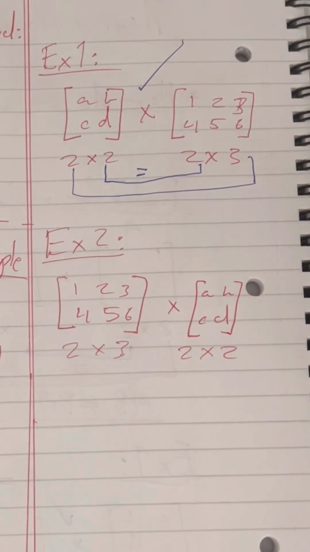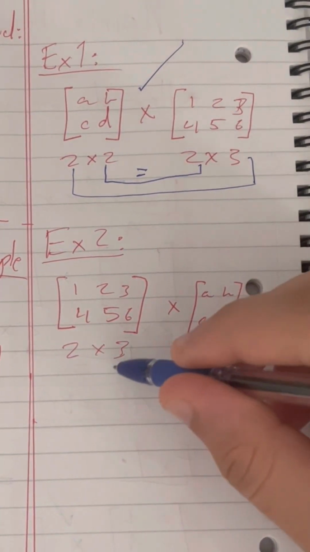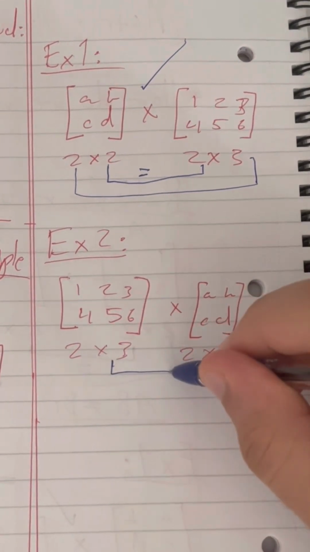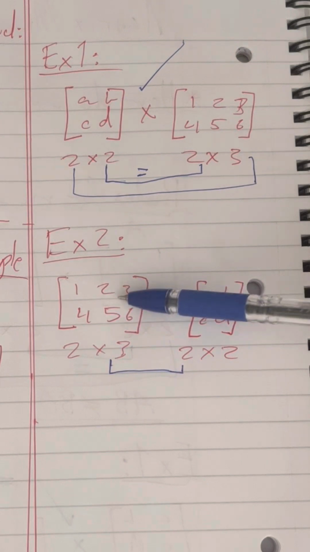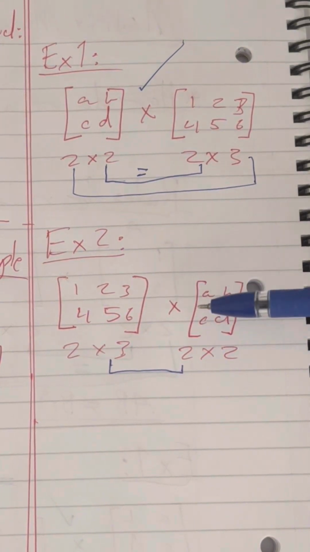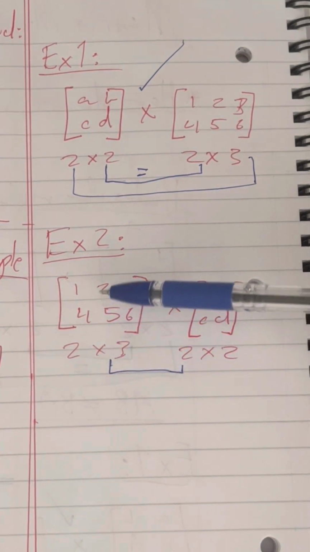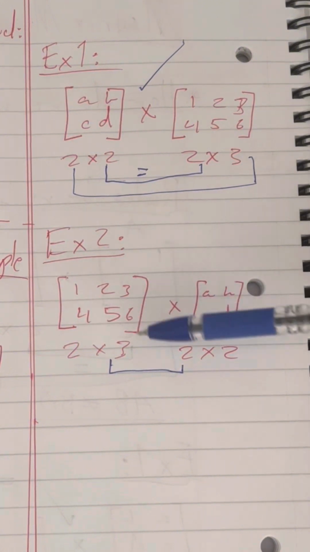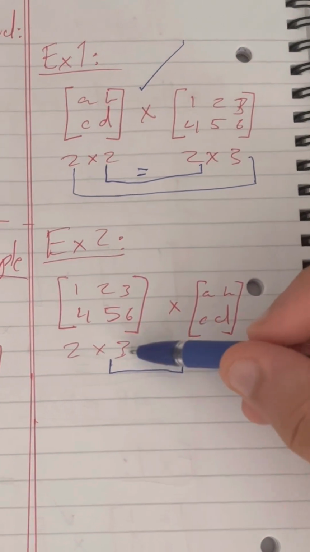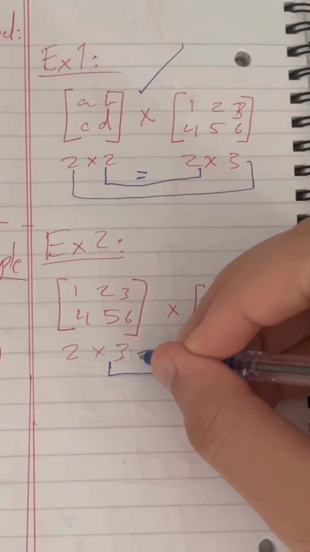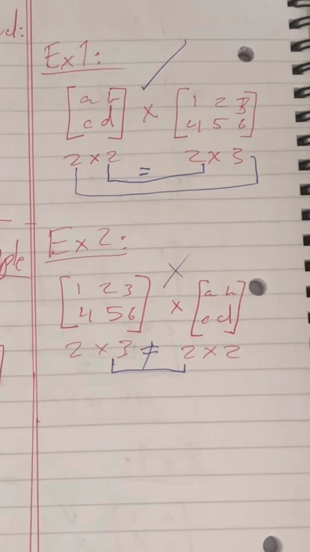Here's another example. Now we said the number of columns in the first matrix has to be equal to the number of rows in the second matrix. So we have 1, 2, 3 columns. We have 1, 2 rows. That means they're not equal, so we can't multiply them.